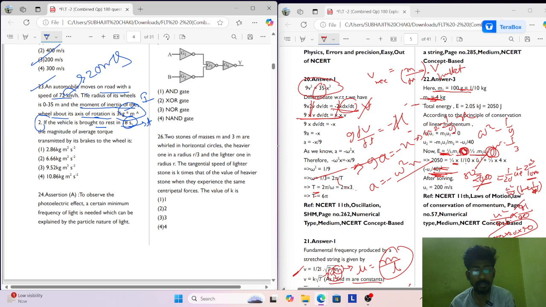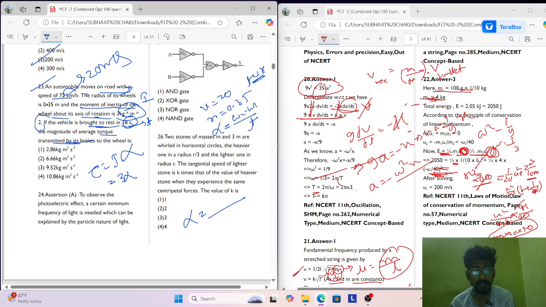The radius, okay. V you know, 20. R you know, 0.35 meter. The vehicle is brought to rest in 18 seconds, right? So T is also known. So alpha formula is what? Omega 2 minus omega 1 divided by T, right? Initially it was at rest. Sorry, finally when the brake is applied, so this will be omega 1 minus omega 2.